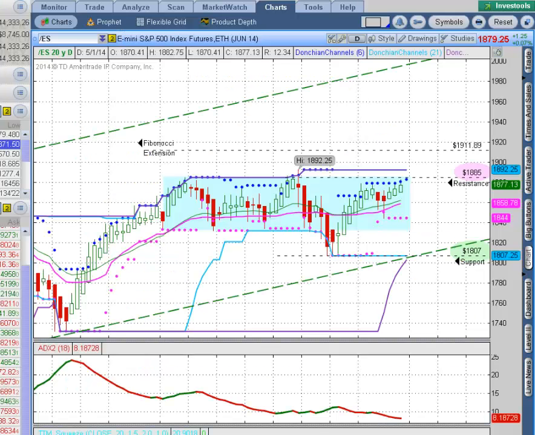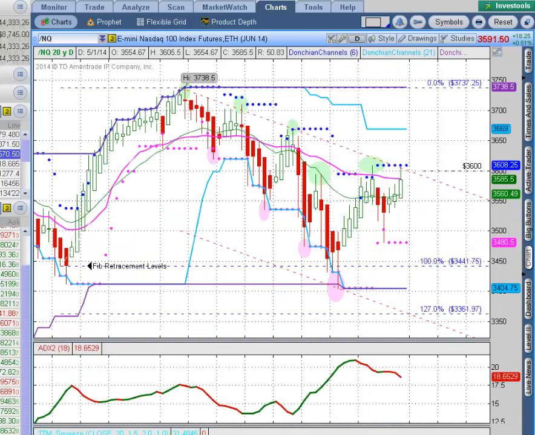The S&P was down slightly. Price remains in the long-term uptrend channel. It's also in the consolidation area as seen by the light blue rectangle. Support is at 1807 as seen by the green oval, and resistance is at 1885 as seen by the pink oval. The NASDAQ closed up.